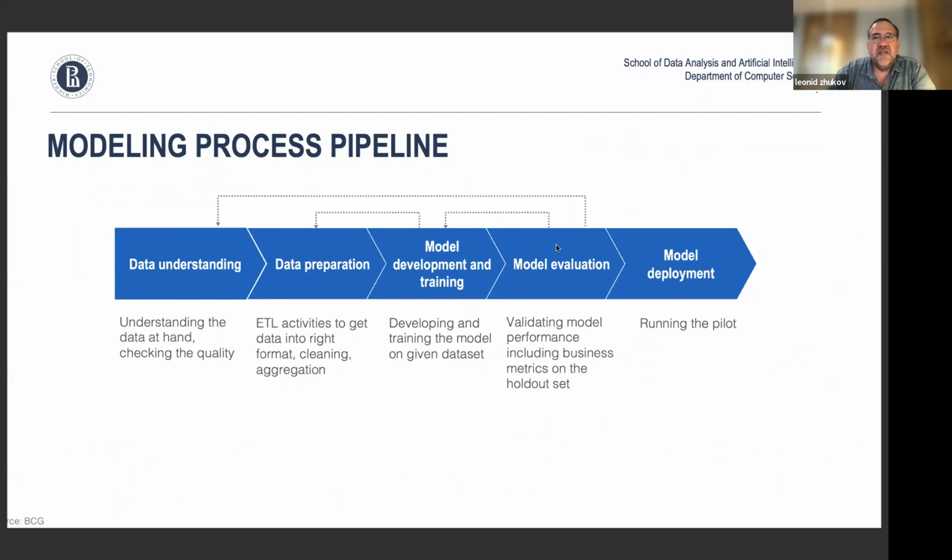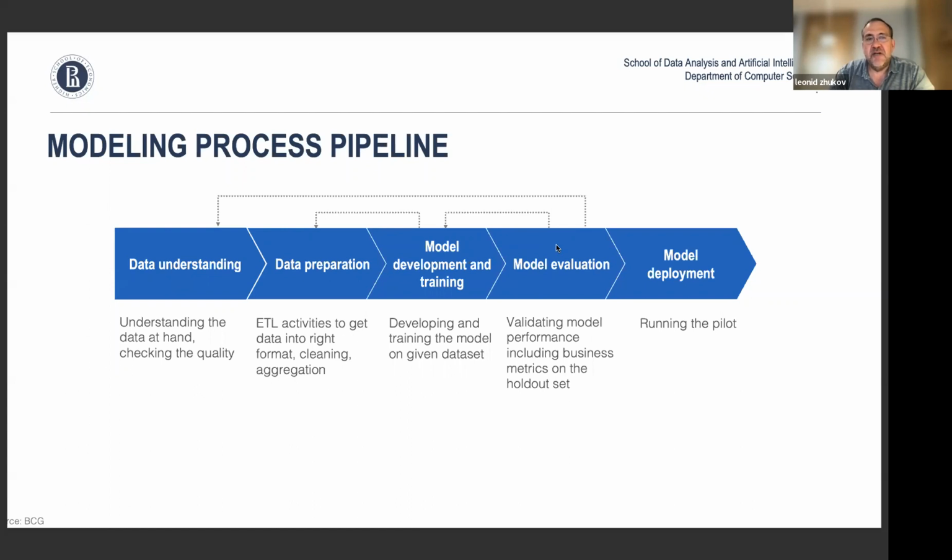There is a standard pipeline that one uses when we try to do modeling. We typically start with data understanding. We want to understand the data in hand. We want to check the quality of the data because, garbage in, garbage out. So you always want to make sure that the data actually means what you think it means, that the columns mean what you think they mean.